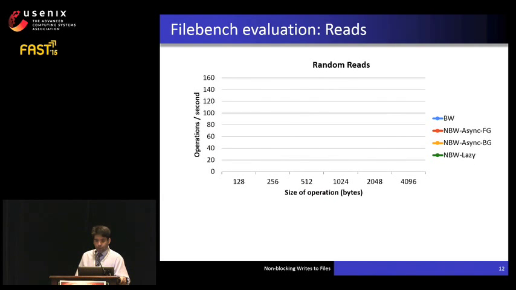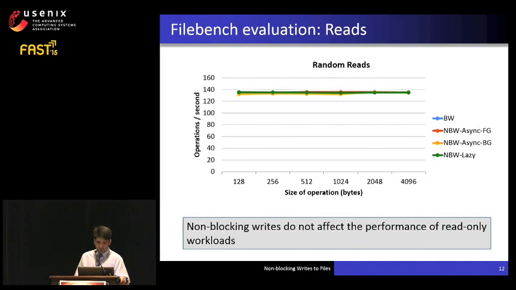Another personality is random reads. Here the micro benchmark won't issue any writes. In blue, we see the original system, and we see that even for 4K sizes, we have a very low amount of operations per second. This is to be expected since the page is missing and there is no other way to service the read without fetching the page. The different personalities of non-blocking writes will do similarly, and we get to the conclusion that non-blocking write does not affect performance under the presence of only reads.